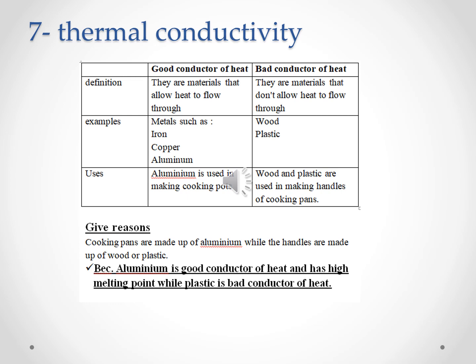And here we have some live applications of thermal conduction. The first one, the cooking pans are made of aluminium. Why? Because aluminium is a good conductor of heat and it has a high melting point. The second one, the handles of cooking pans are made of wood or plastic. Why? Because wood and plastic are bad conductors of heat.